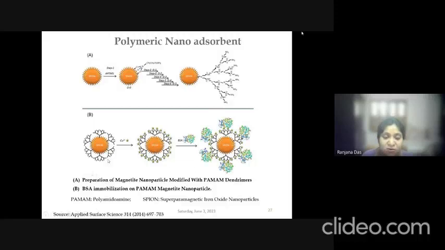And this is also a picture where it is BSA immobilized. BSA is a protein. Though its application for water treatment is very low, sometimes a protein also helps in emulsification. If we want to add a protein for the emulsification process, and by emulsification we want to trap some of the undesired material within the core, then this type of arrangement will help us to remove those contaminants from the water. So this is also a polymeric nanoadsorbent, or sometimes it is also called dendrimers.